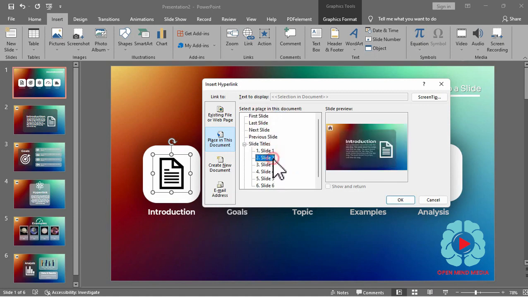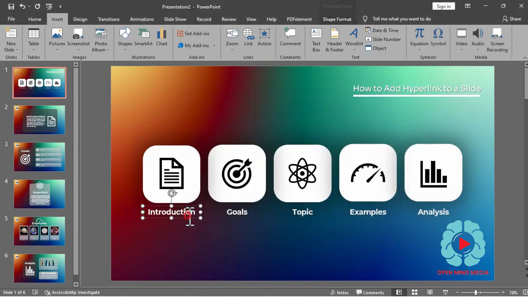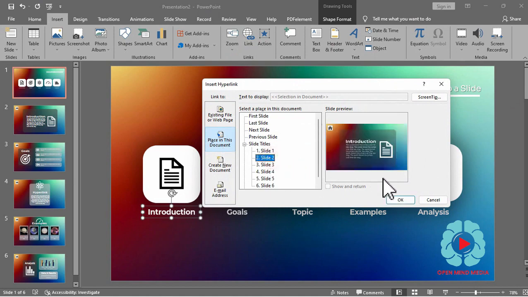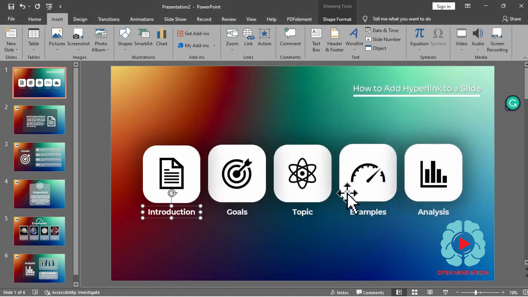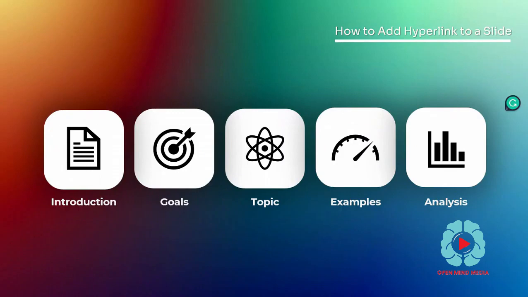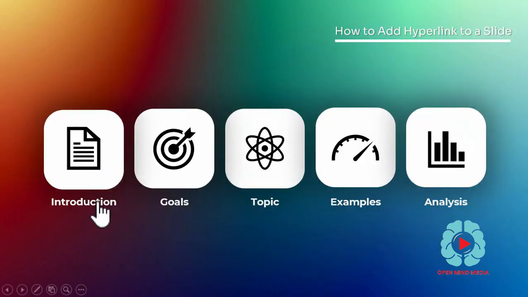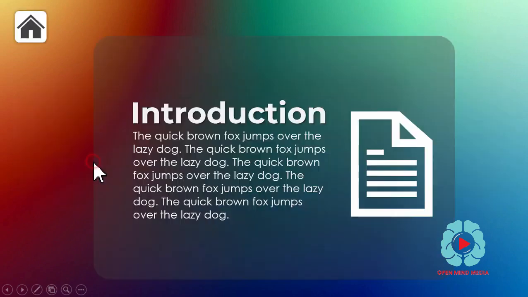Since this icon represents the introduction part, I will select the slide corresponding to the introduction slide, which is the slide 2. We can also add a hyperlink function to text using the same method. Let us see the preview so far. So whenever we click this icon and text, it will automatically go to the slide 2 or the introduction slide.